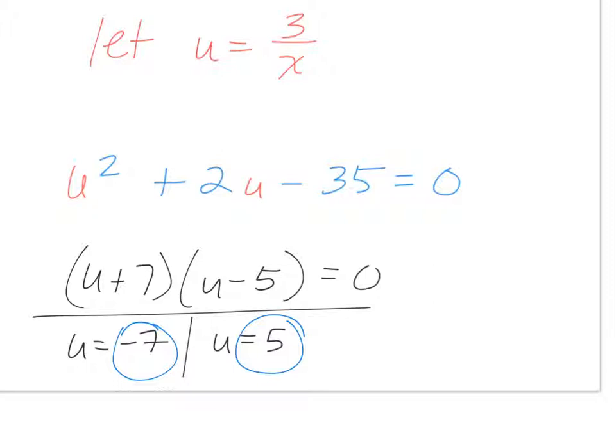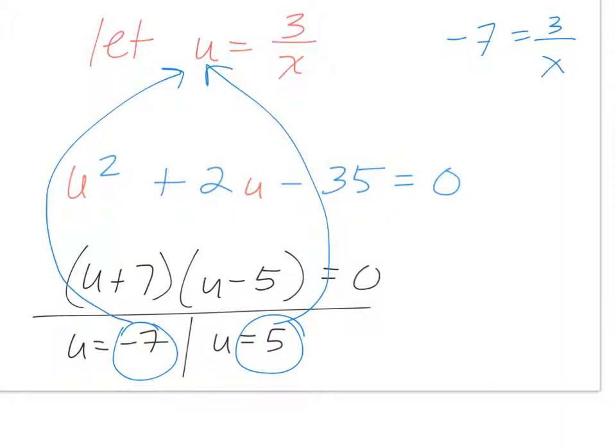Where else do you see x on the page? Look up at the board. Where else do you see x? Yeah. So let's take the u statements, right, that we just solved for, and plug them in here to get x. Take the negative 7, plug it in there. You get negative 7 equals 3 over x. Take the 5 and plug it in there. You get 5 equals 3 over x.